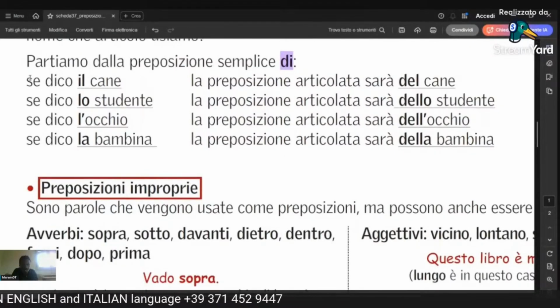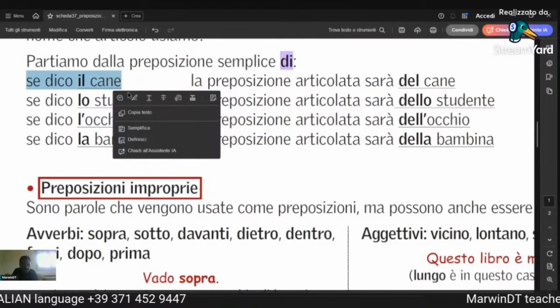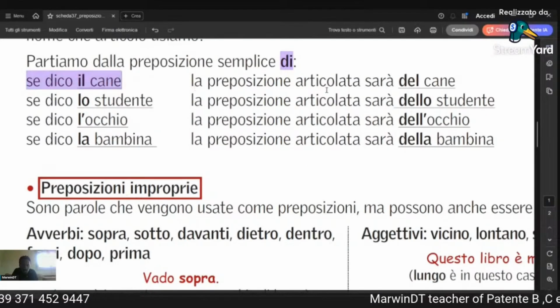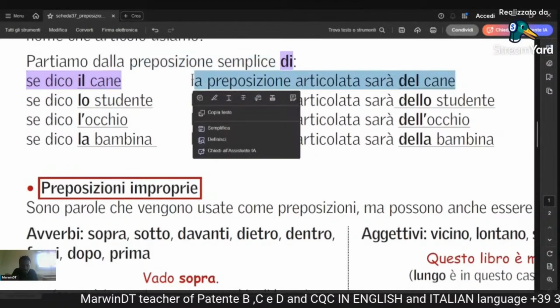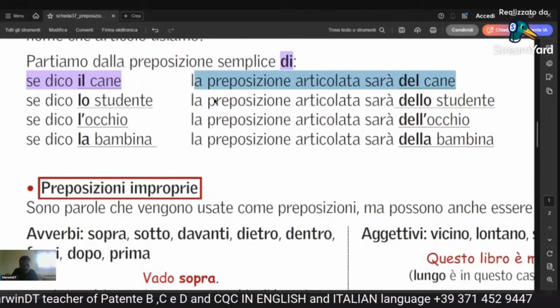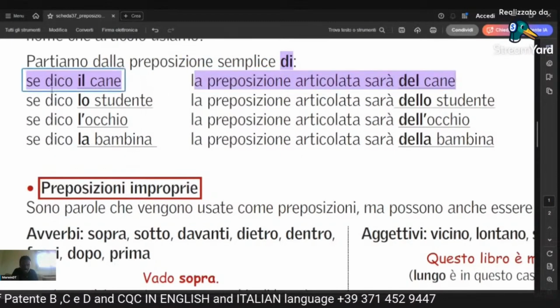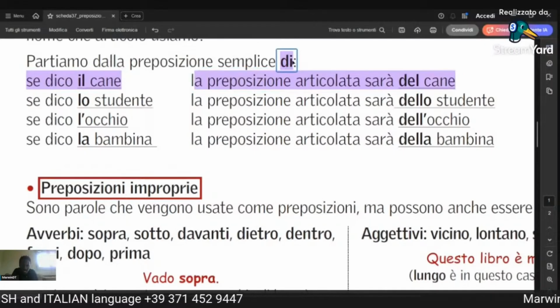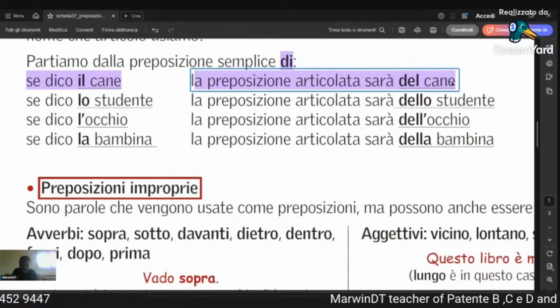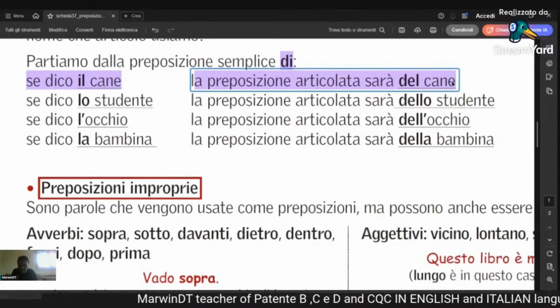Se dico il cane, la preposizione articolata sarà del cane. You see where it is coming from? So it's saying, if I say il cane, meaning il plus d is going to give us del cane, which means of the dog, del cane.